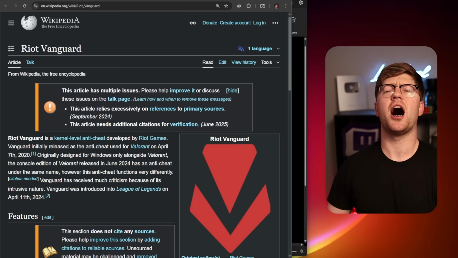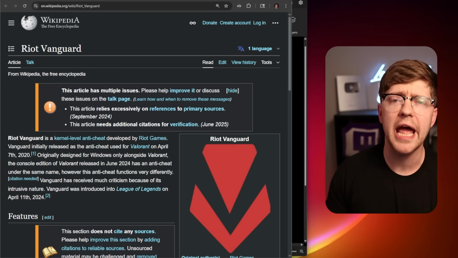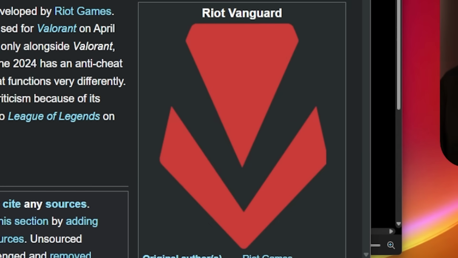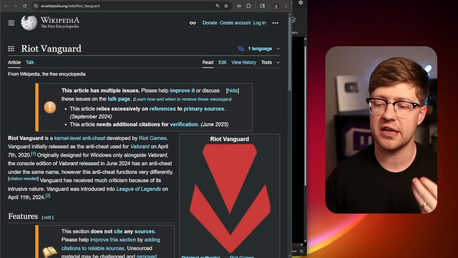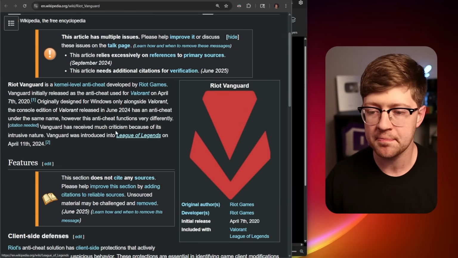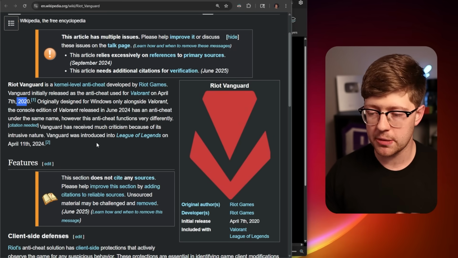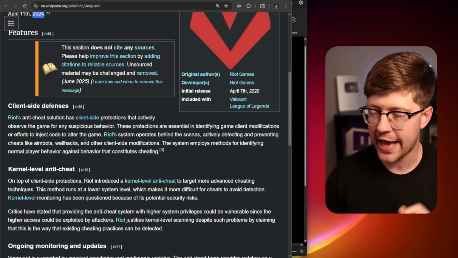Now you may be asking, that's odd. Why would Valorant be incompatible with Battlefield 6? They're separate games. They shouldn't conflict with each other at all. Unless you knew about Riot Vanguard. Riot Vanguard is a program written by Riot Games. It is a kernel level anti-cheat that shipped with Valorant since release in 2020 and started shipping with League of Legends in 2024.